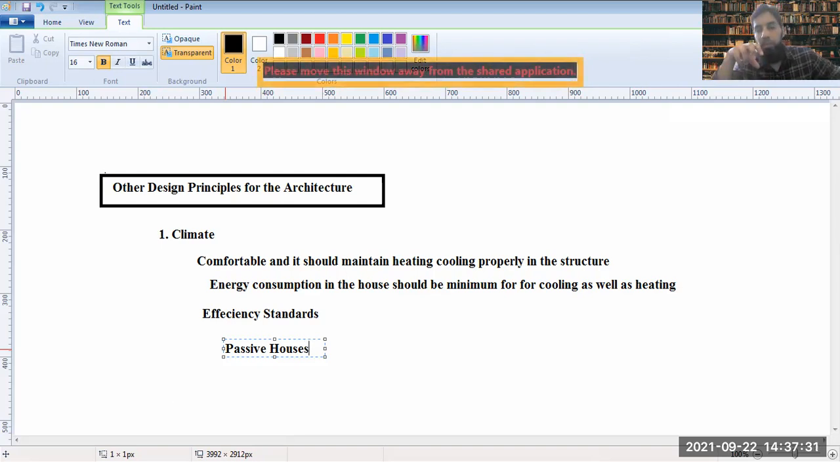So you need to maintain an affordability. Yes, somebody is commenting. Am I audible right now?